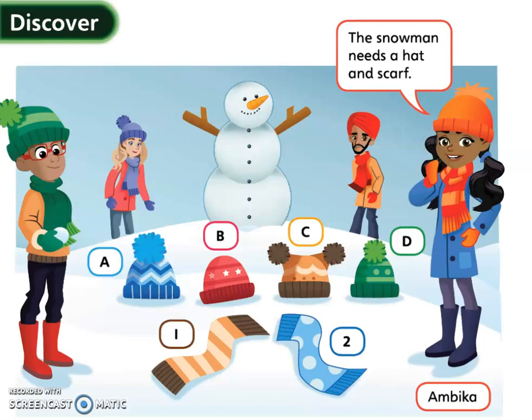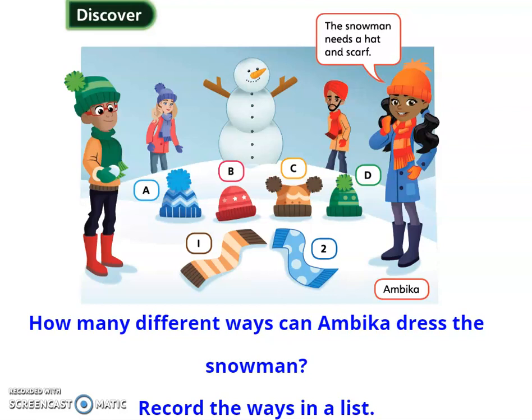Now, turning to our textbook, you can see our first problem is going to be relating to our snowman and the different ways that we can get him dressed. So for question 1a, we're asked the question, how many different ways can Ambika dress the snowman? And we're asked to record these ways in a list. So we're being asked to be methodical about this and thinking about ways that we can record this and make sure that our answers are going to be complete and exact.